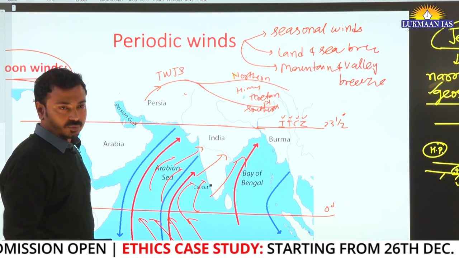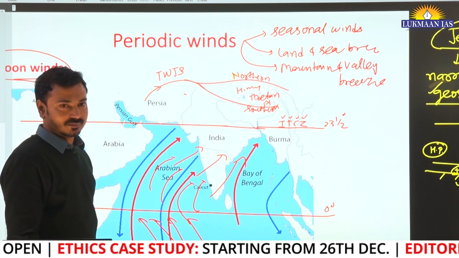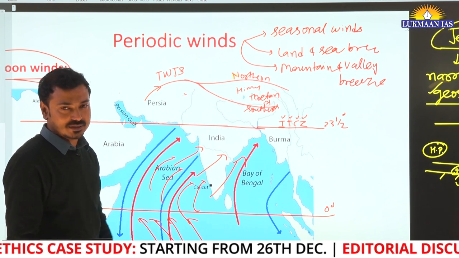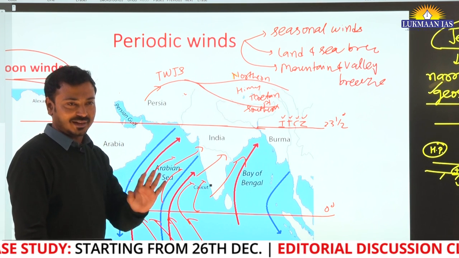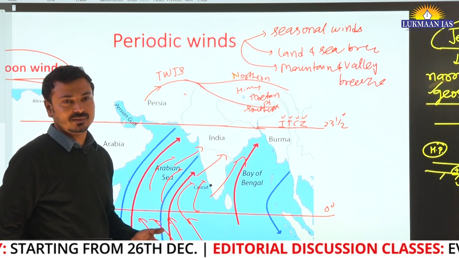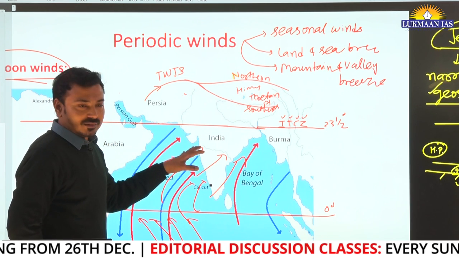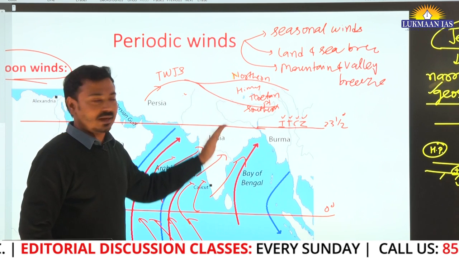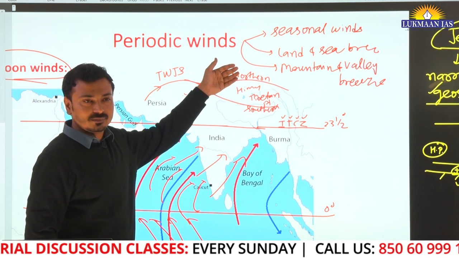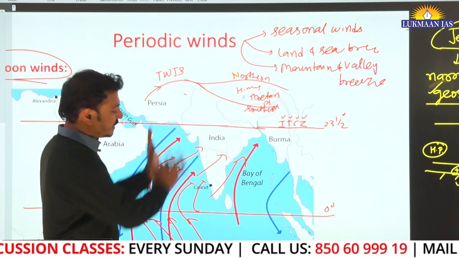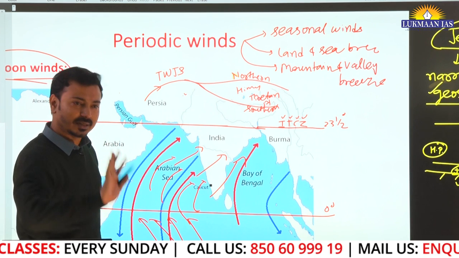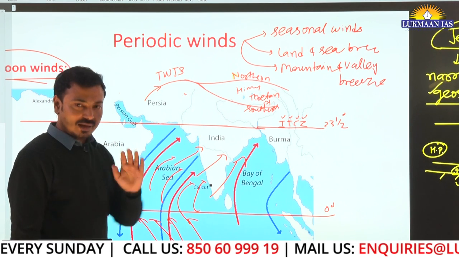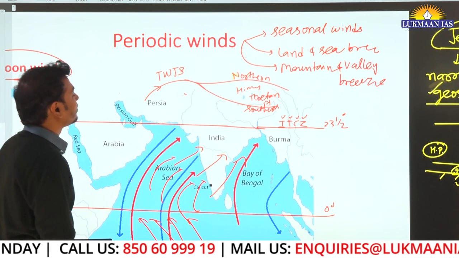Why? Let's go into a little more detail. Generally students don't understand this, but I will try to make you understand. We teach this in optional. In GS, we generally explain that this southern branch does not allow the onset, and when this southern branch shifts to the north in the first week of June, there is onset of monsoon. For general studies this much is important, but I will explain in detail what is happening there.